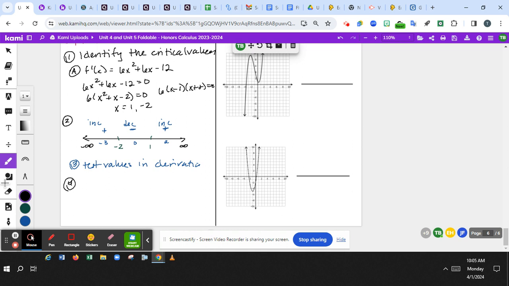We're going to identify the relative max and the relative min. Okay. So the relative max, well, this changes from increasing to decreasing. So there's a relative max at x equals negative 2, and it changes from decreasing to increasing at 1. So there's a relative min at x equals 1.